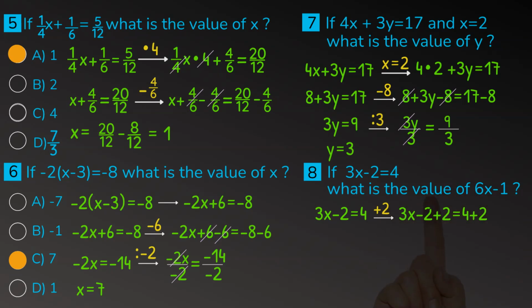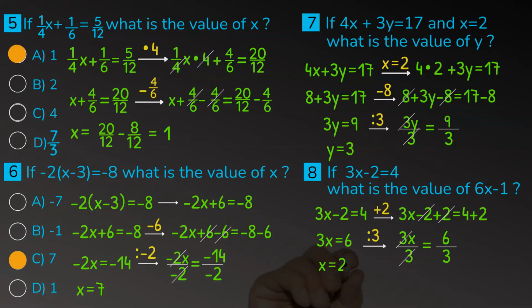So on the left-hand side, the minus 2 and the plus 2 cancel out. 4 plus 2 is 6. So we have 3x is equal to 6. Now we want to get rid of the 3, so we have x on its own, and as it's multiplied by 3, we have to divide by 3. So we have 3x divided by 3 is equal to 6 divided by 3. The 3's on the left-hand side cancel out. 6 divided by 3 is 2. So we found out that x is equal to 2.